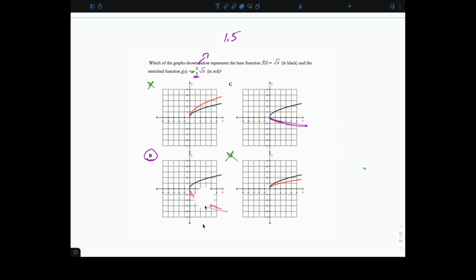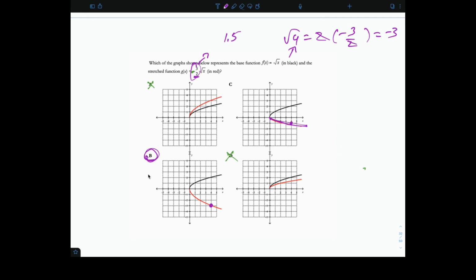If you panic, you can always just substitute in values too, by the way. So take something like the square root of 4 is 2. So if I say x is 4, this becomes 2. 2 multiplied by -3 over 2 would leave me with -3. And you can see here, let's see, maybe I'm wrong. At 4, no, at 4 it crosses at -3. But this one crosses at -1. So B is the correct answer.